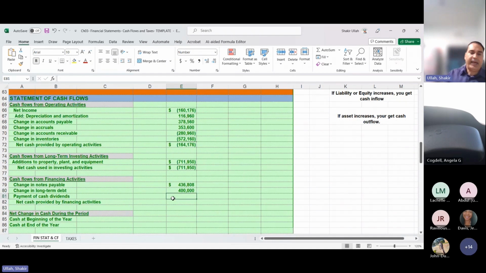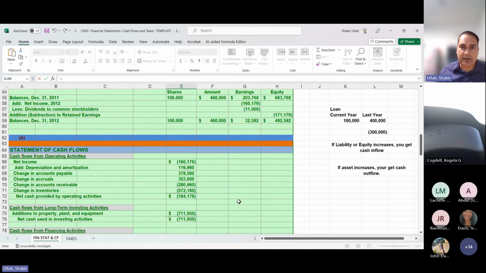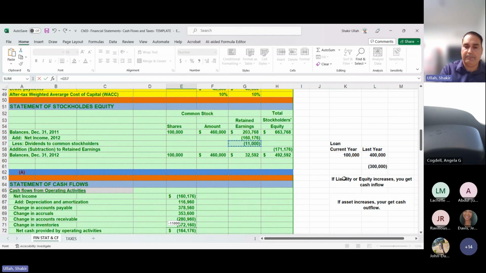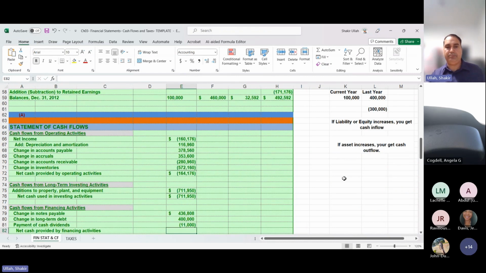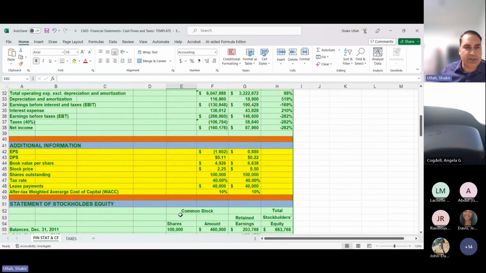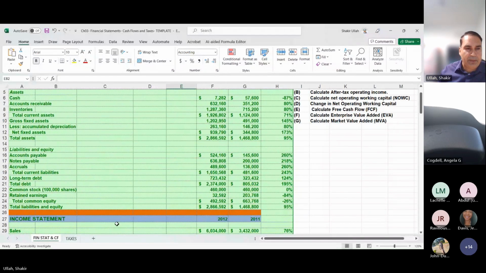Now, payment of cash dividends. If we pay dividends to our shareholders, of course, that is a cash outflow. It reduces our cash. So we can take that from the statement of owner's equity. We make it equal to, in the statement of owner's equity, here is the dividend paid to common stockholders. That is 11,000, so we take this number. That's a negative number because we paid out to the stockholders. Now, anything else? Look at the equity, for example, right here.